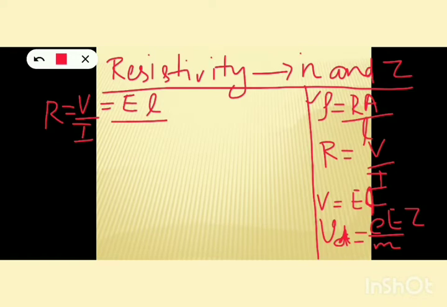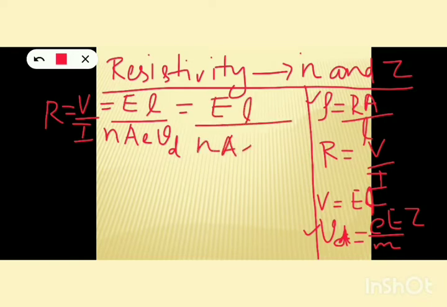And what is I? Just now we got an expression for current I in terms of drift velocity, N A E into Vd, right? Next, just substitute the expression for Vd. What is Vd? Vd is E by M into tau. We already got this expression in our previous slides. So substitute E into L by N A E into Vd, where drift velocity is E into E by M into tau.